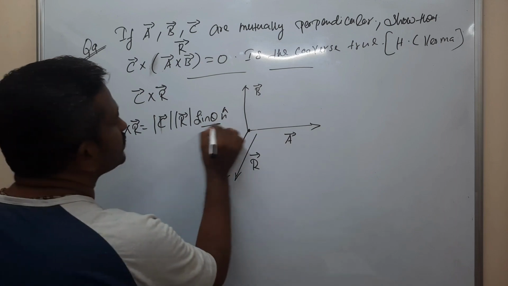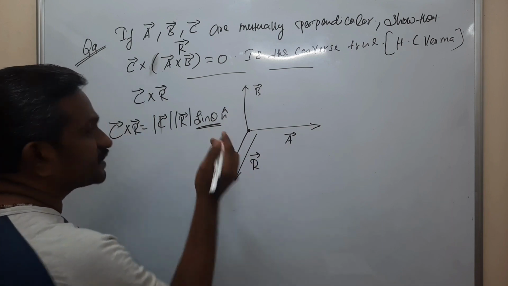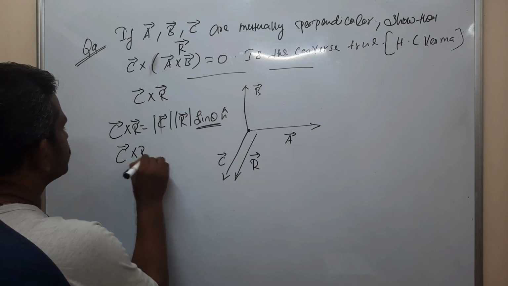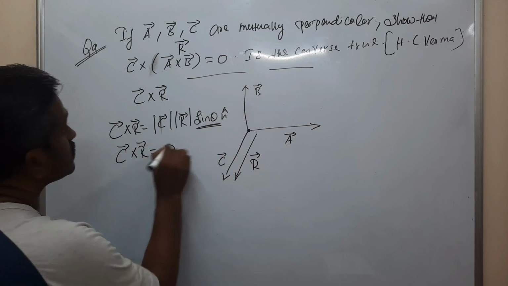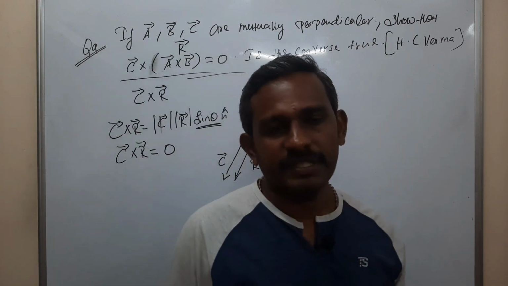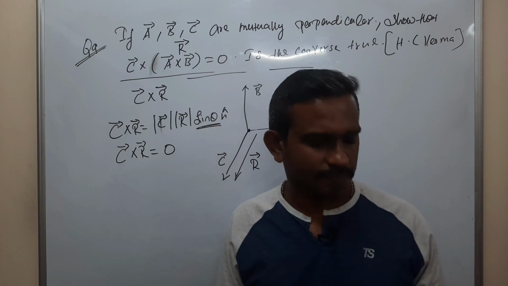So what is theta? It is the angle between these two vectors, that is 0. Sin 0 is equal to 0. Therefore C vector cross R vector is equal to 0. Therefore we are getting C vector cross A vector cross B vector is equal to 0.